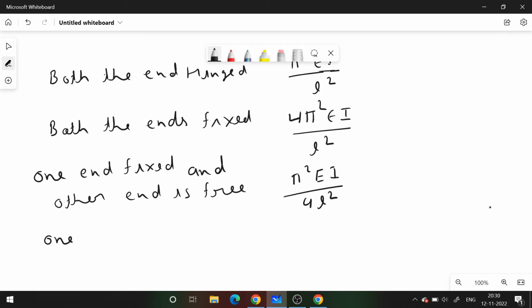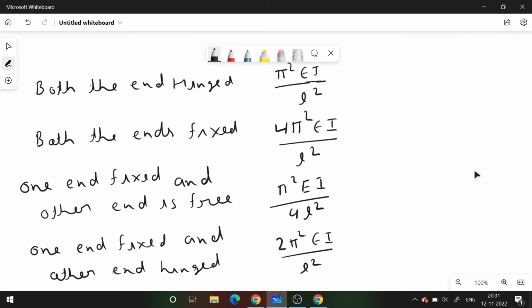And buckling load for one end fixed and other end hinged is equal to 2 pi square EI upon L square.